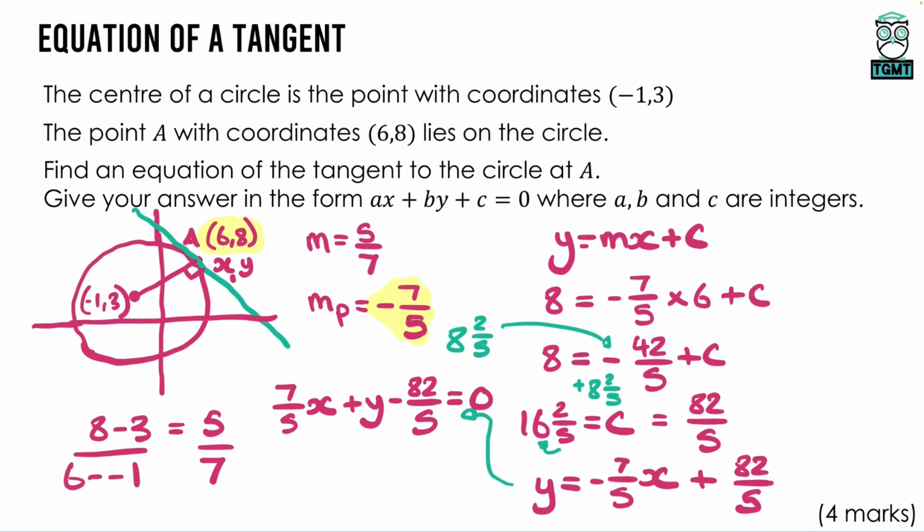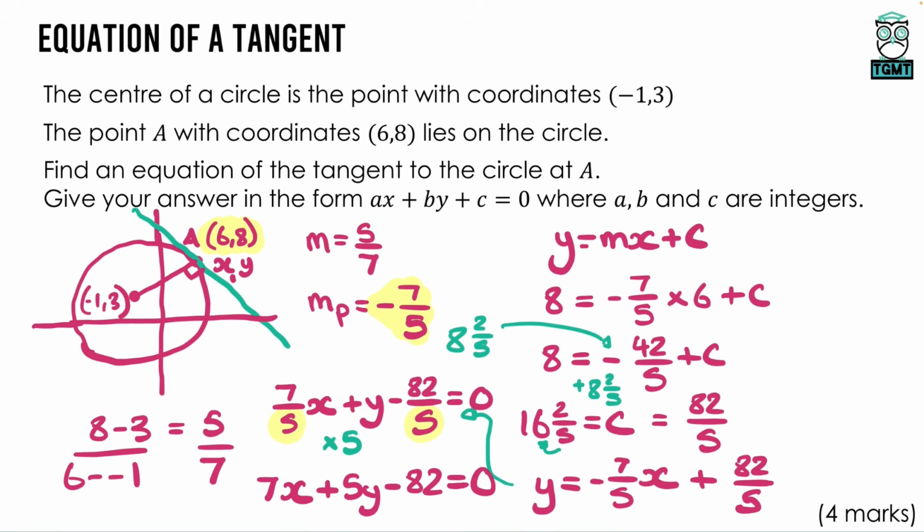However, it does say a, b and c are integers. So if we look, any fractions that we have here are being divided by 5. So all I have to do is multiply everything by 5. And when we multiply by 5, that's going to get rid of those fractions. And we will be in the form we've been asked for. So 7x plus 5y minus 82 equals 0.